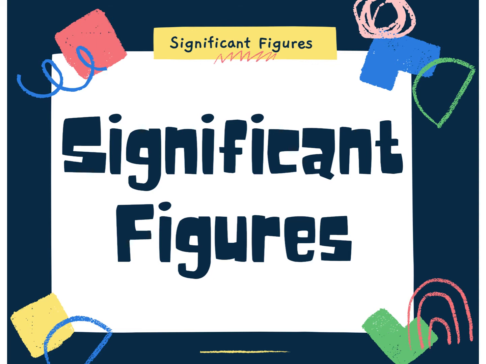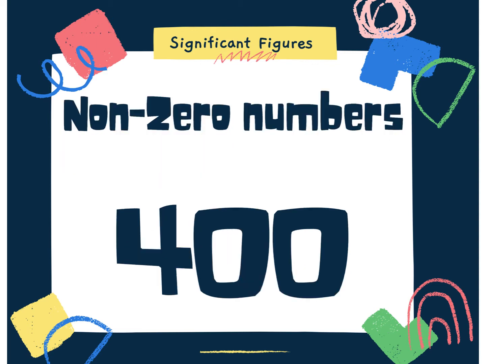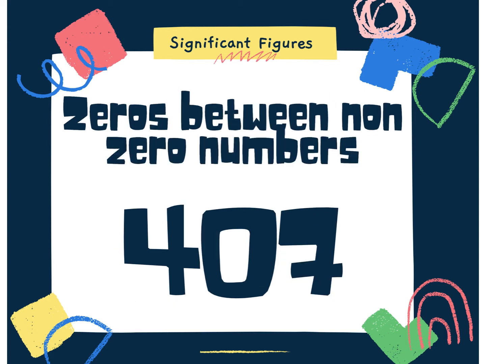Let's jump right in. To determine which digits in a number are significant, there are three rules you should follow. The first is fairly straightforward. All non-zero numbers, anything that's not a zero, is significant. In the case of 400, that leaves us with the 4 as a significant digit.